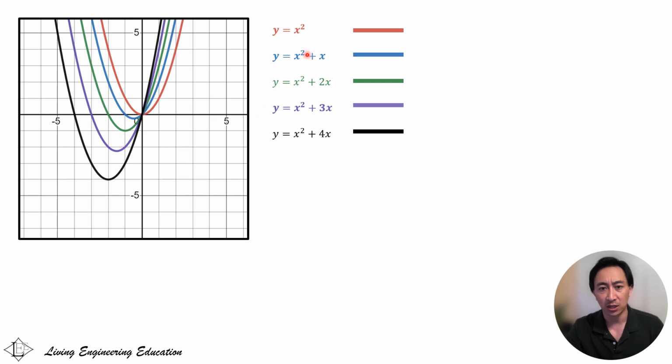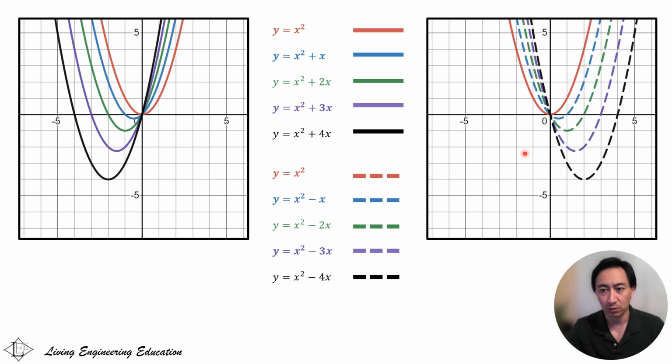If I change the b values to negative, we see a very similar behavior as well. So again, here's my reference x squared term. Then I shift it by, so I have -x, -2x, -3x, and -4x. And it just shifts to the right. So it's to the right and downward as well.